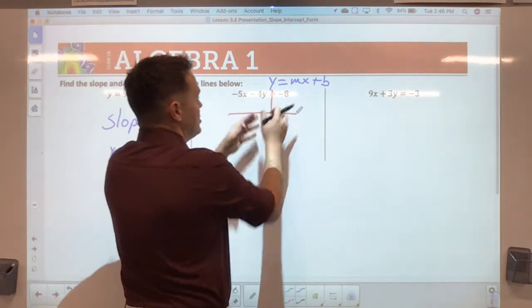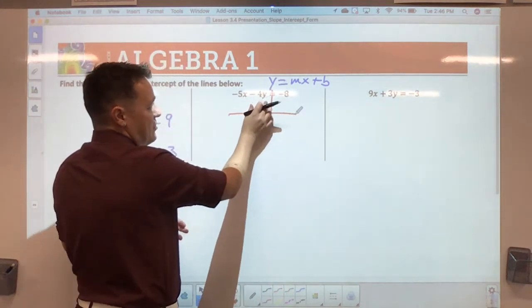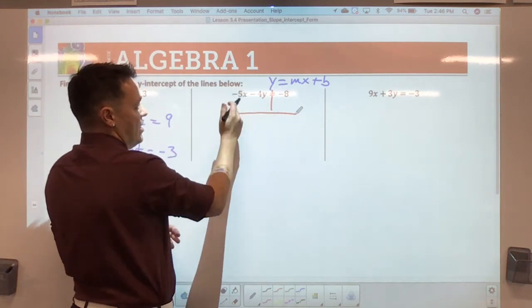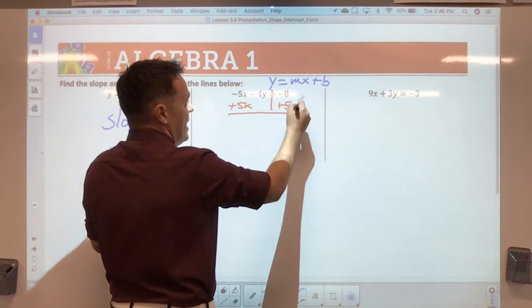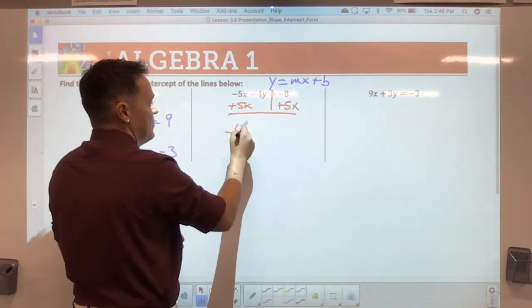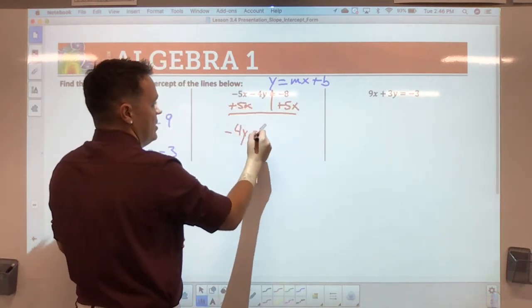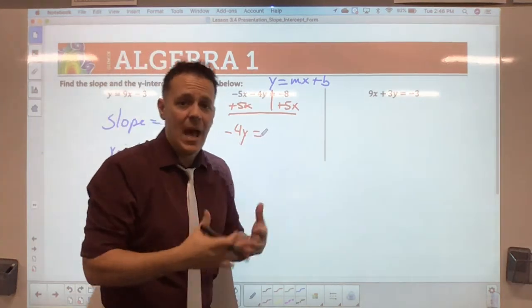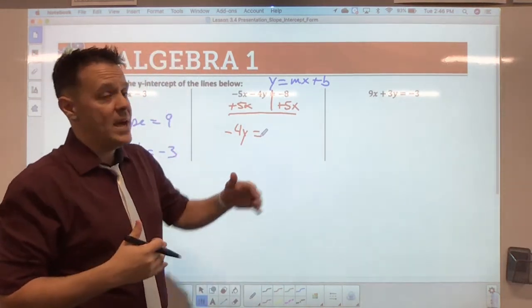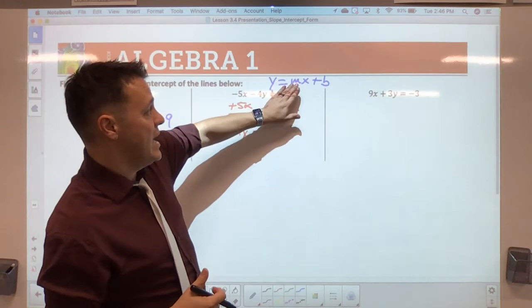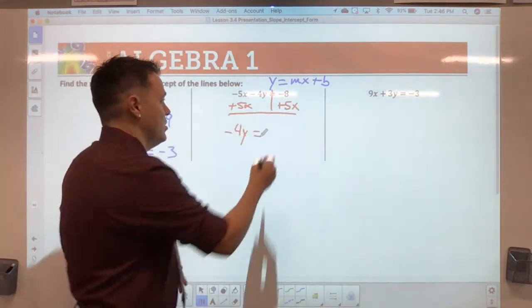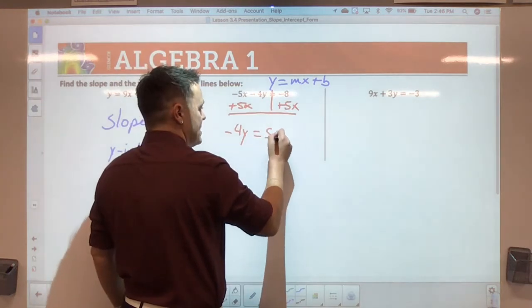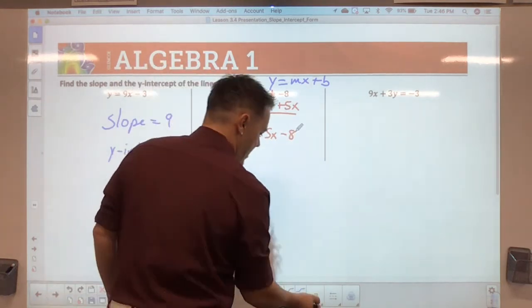All right, so the first step would be to isolate the negative 4y. You get rid of the hanger-oners, which means add 5x to both sides. Once you add 5x, you have negative 4y, because that cancels out, equals, and then I want you to get in the habit now, like I have in the past, of writing this equation with the x first, into the form of mx plus b. So this would be 5x minus 8. Sorry, my 5 looks bad.